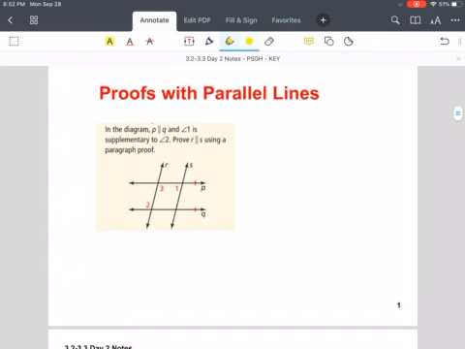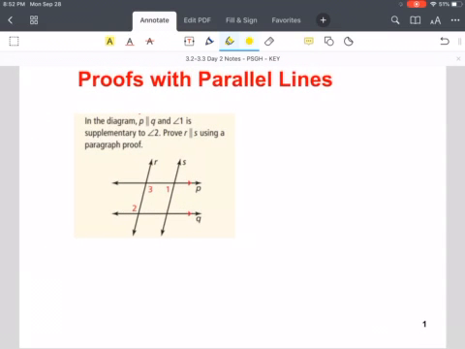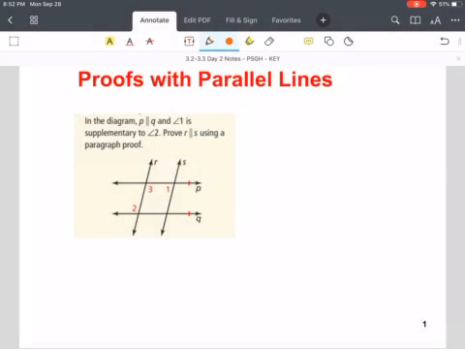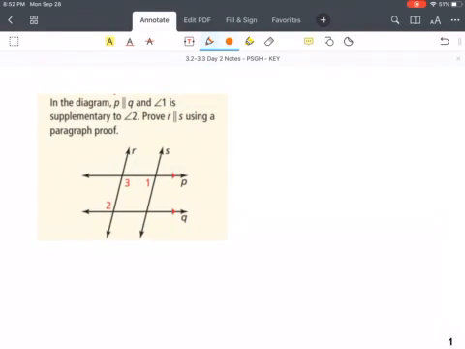So then writing our proofs. Paragraph proofs, we're going to write how we've done in the past. We're going to write down all the words and explain our logic here. So in the diagram, we are given the fact that M is parallel to P.